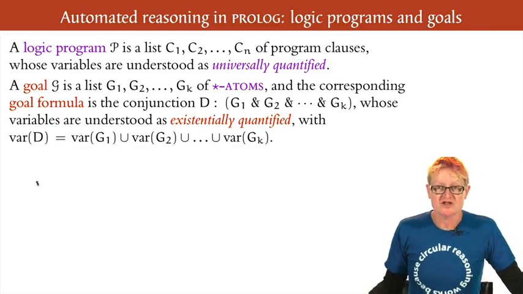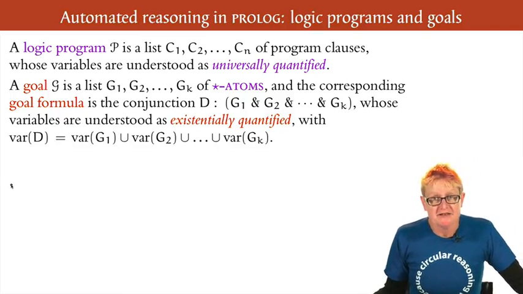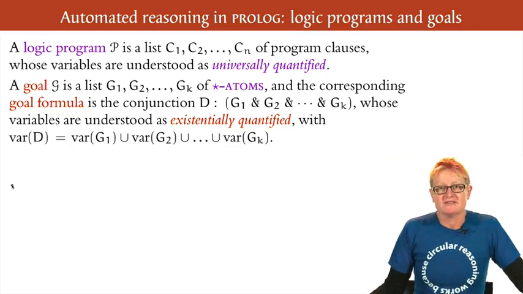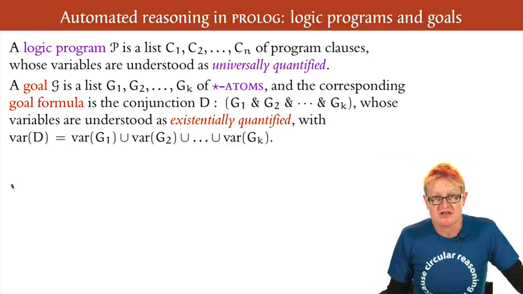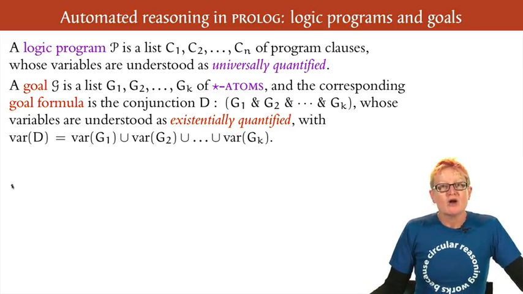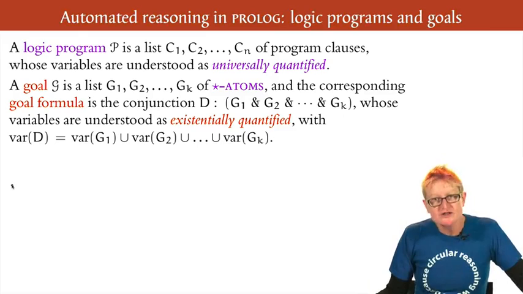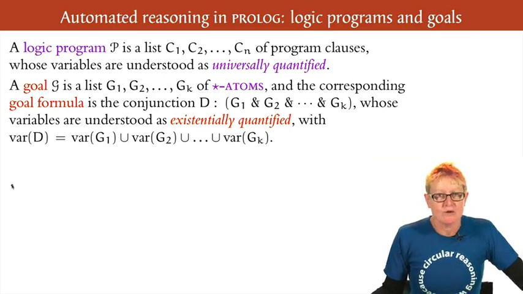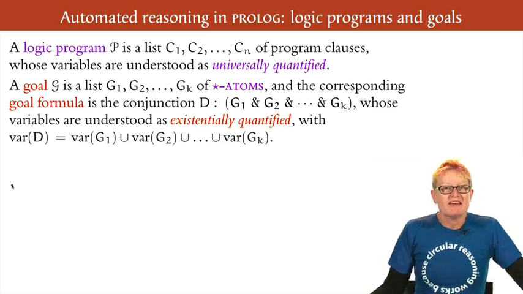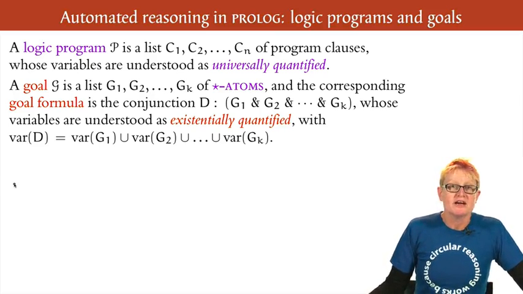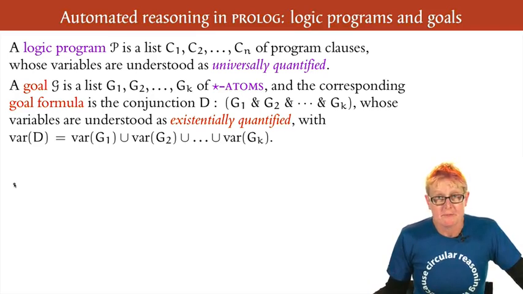A goal G is a list of star atoms, and the corresponding goal star formula is the conjunction D of the goal star atoms G1, G2 up to GK. These are sometimes referred to as subgoals. Now these subgoal atoms are potential consequences of our knowledge base. The variables in a goal are understood as existentially quantified. We want to know if there exists a way to simultaneously satisfy each of G1, G2 up to GK.